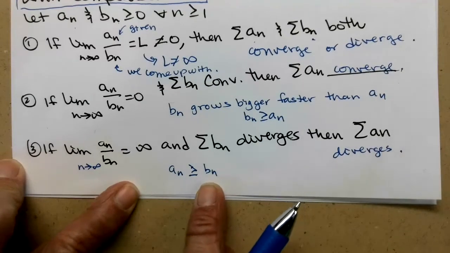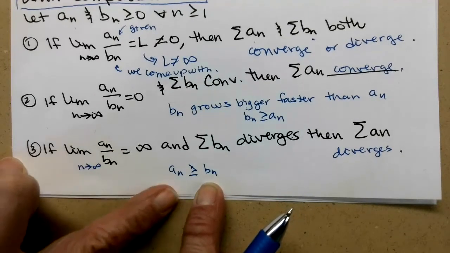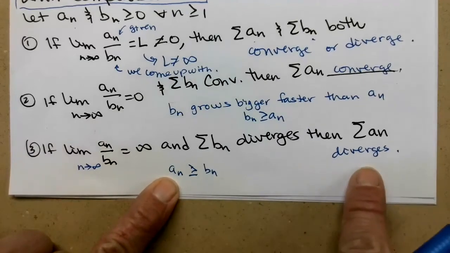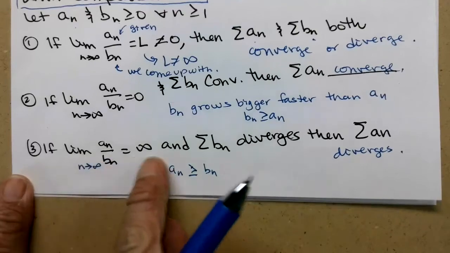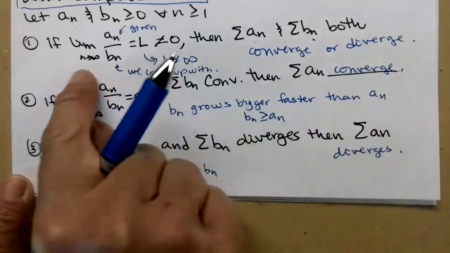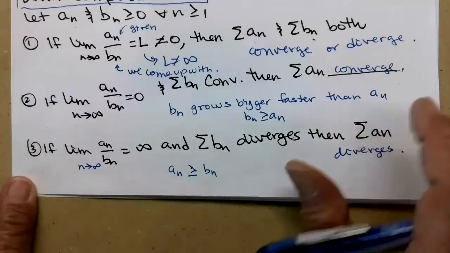And if b sub n diverges, then this series that's bigger than that is also going to diverge. And again, if-then statements only work in one direction. Okay, so let's go ahead and practice that.